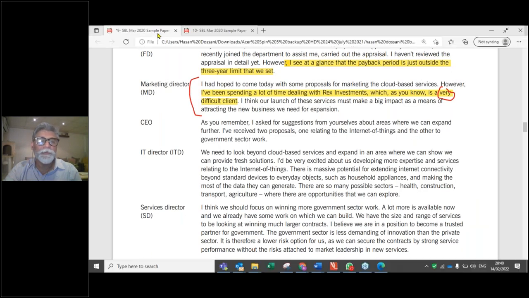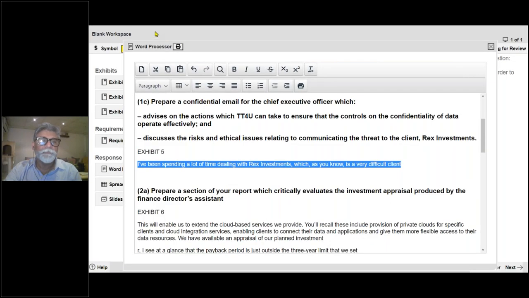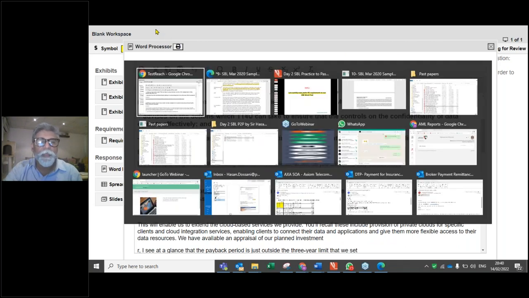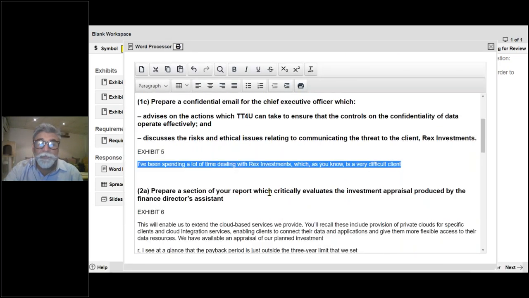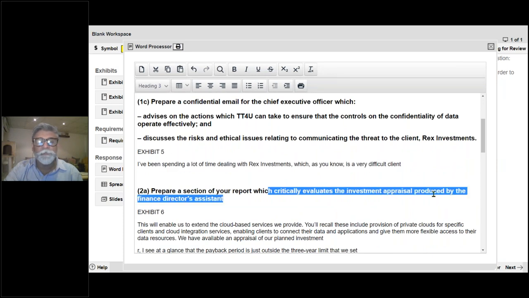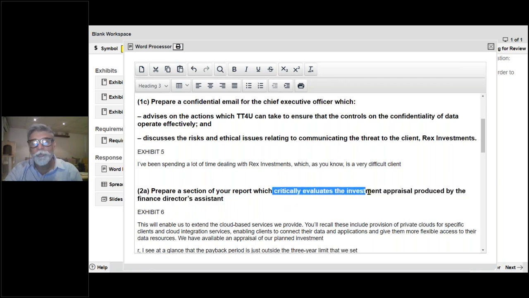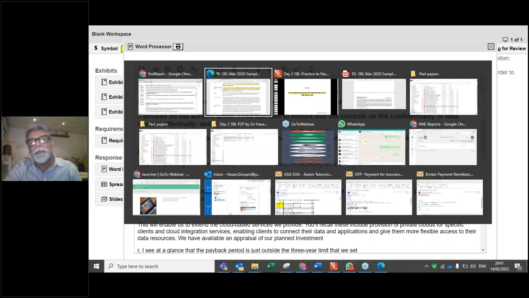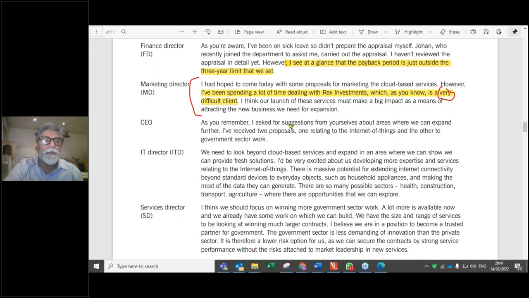Where is it? Come on. So it says, which critically evaluates the investment appraisal produced by the finance director. So already we are supposed to take out mistakes and errors, identify, it says critically evaluate. So I will cover everything there. Okay, let me see any more intelligent question. It says critically. Think like a CFO. Forget about that, it's made by a junior staff. Even if it was made by a senior staff, there were chances of errors, right? We will identify the errors.